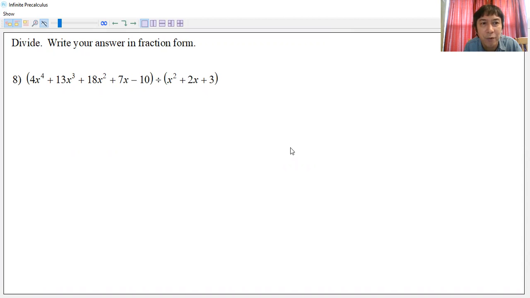Okay, examine the dividend 4, 3, 2, 1, 0. So it's properly arranged. So let's start the solution. Let's have the solution over here. All right, divisor first. X squared plus 2x plus 3, okay? And this will have to be squared. Over here. Okay, next is to write the dividend. Dividend must be inside.